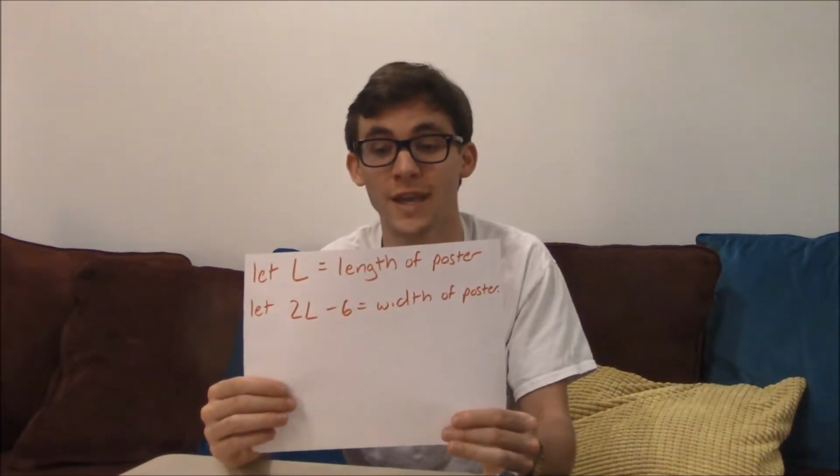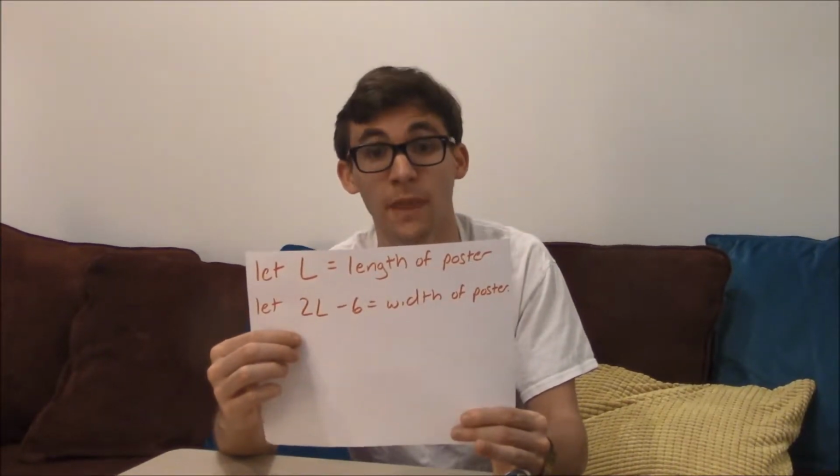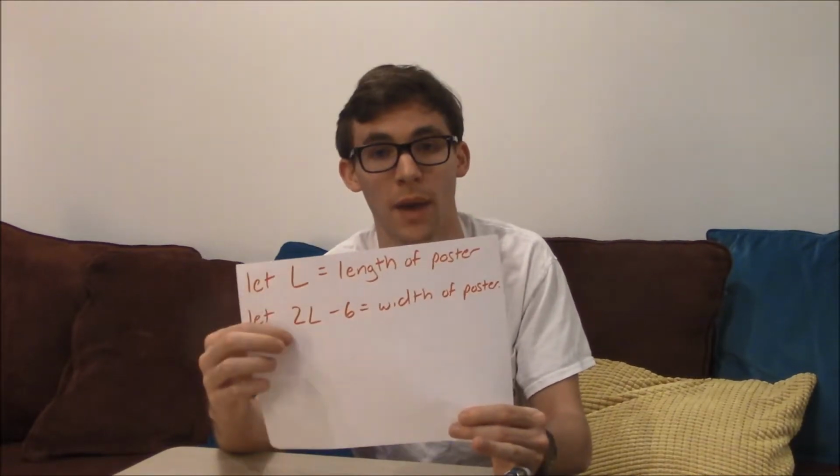What we should have found is that L is the length of the poster and 2L minus 6 is the width of the poster. If you use different variables, that's fine, as long as they follow the same pattern.